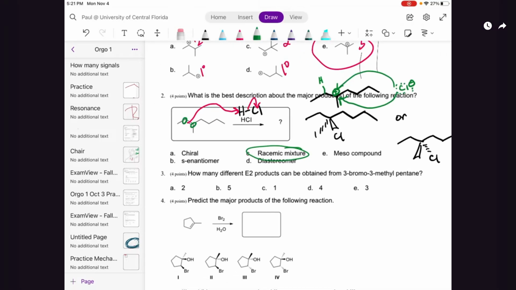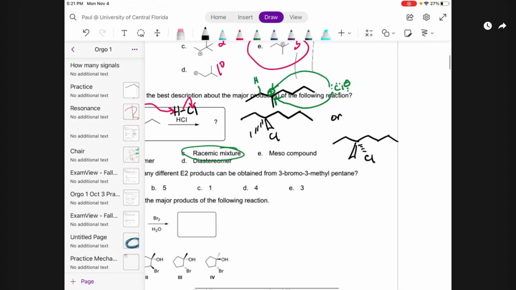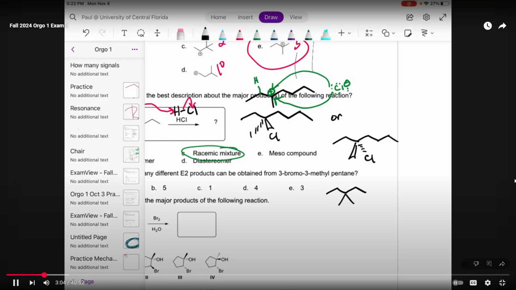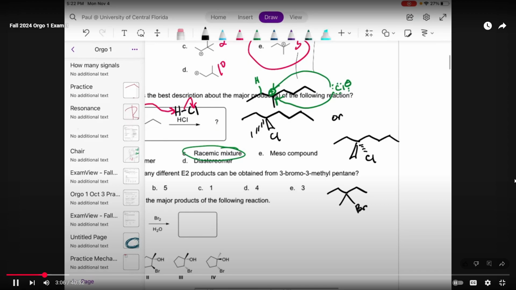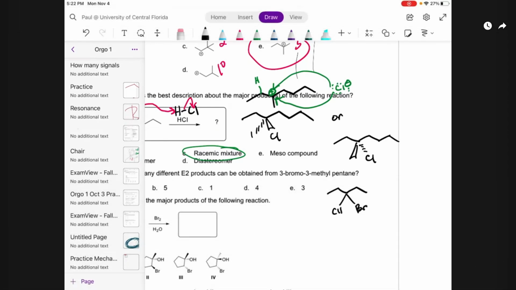So how many different E2 products can be obtained from 3-bromo-3-methylpentane? Well, for this problem, it'd be a good idea to start off by drawing what that starting material looks like. And you would see that it looks like this. We could have Br and our methyl like that.